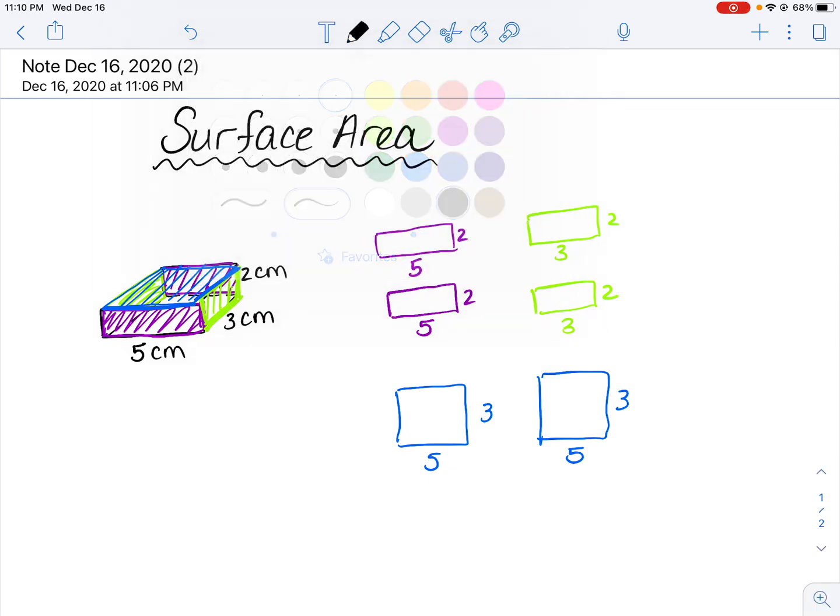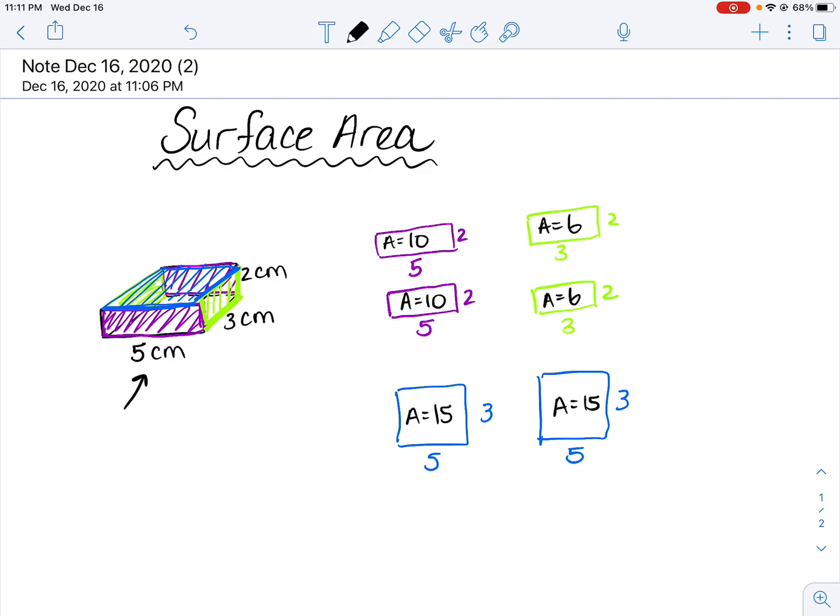So if we want to find the surface area of this rectangular prism, we would just find the area of each side. The area of a rectangle is length times width, so 5 times 2 would be 10. This one would be 10 as well. 5 by 3, this one would be 15. 3 by 2, this one would be 6. Now we found the area of each side, and we just add them up. Those add up to 30, 40, 50, 62. So our total area would be 62 centimeters squared.